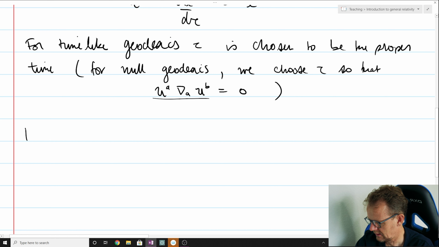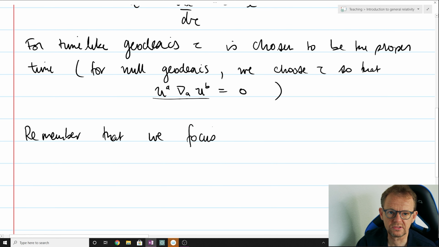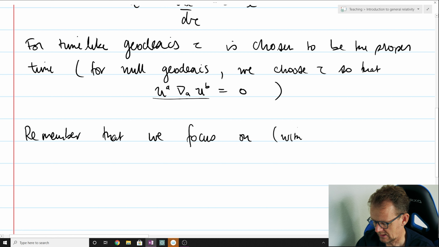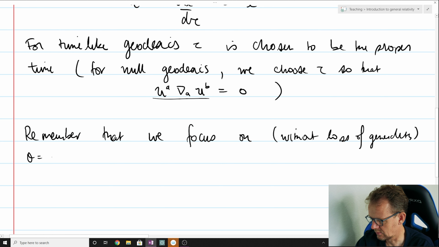Now remember, we're in the plane. In the previous lectures, we discussed symmetries of the Schwarzschild solution. And one of the key symmetries is rotational invariance. And without loss of generality, we can choose the theta coordinate just to be pi over 2.